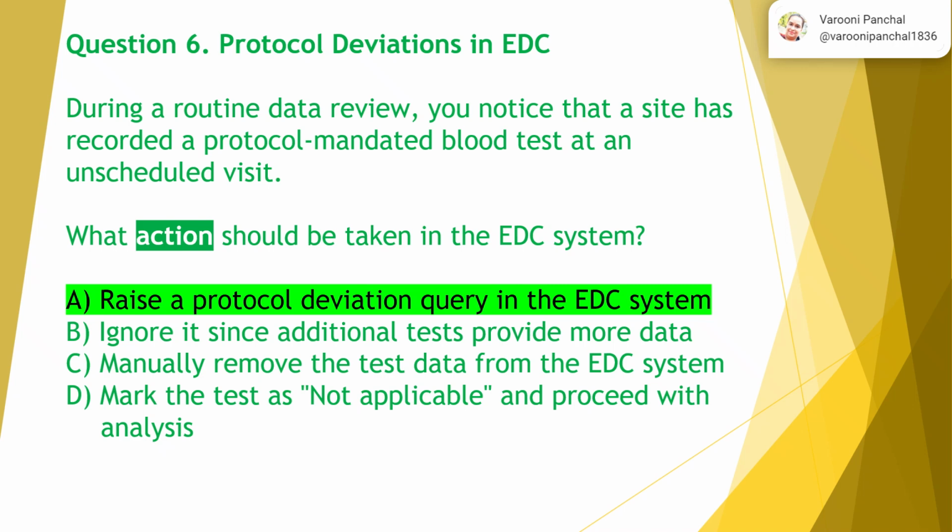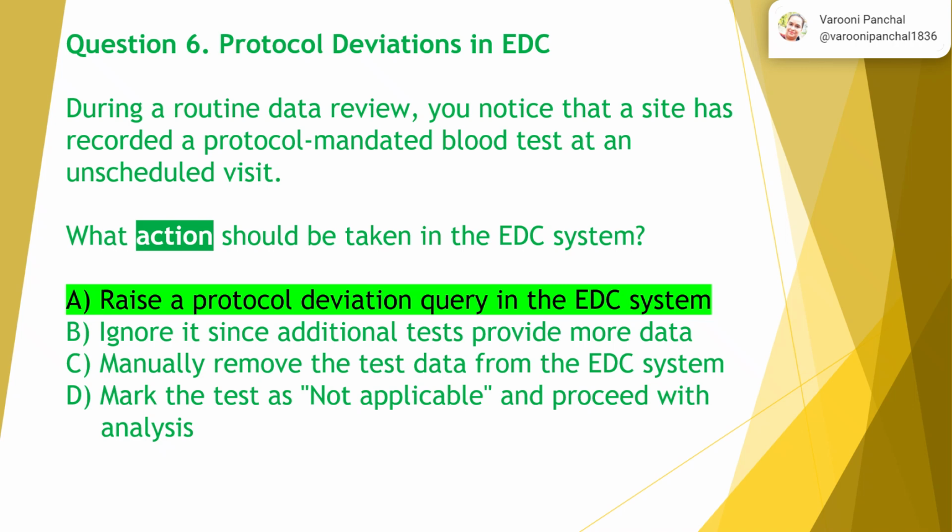Question 6. Protocol deviations in EDC. During a routine data review, you notice that a site has recorded a protocol mandated blood test at an unscheduled visit. What action should be taken in the EDC system? What this means is a patient had a specific blood test to be done on the protocol scheduled date and time, right? But that did not happen, and instead it was recorded under the unscheduled visit.